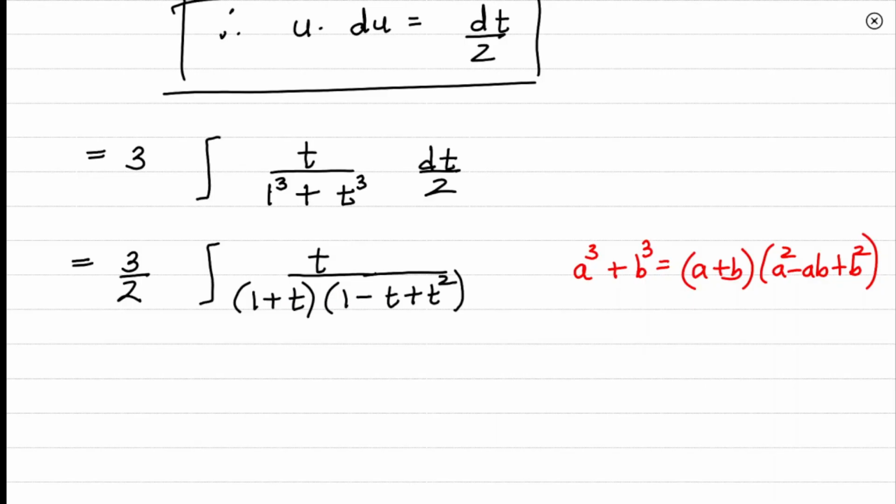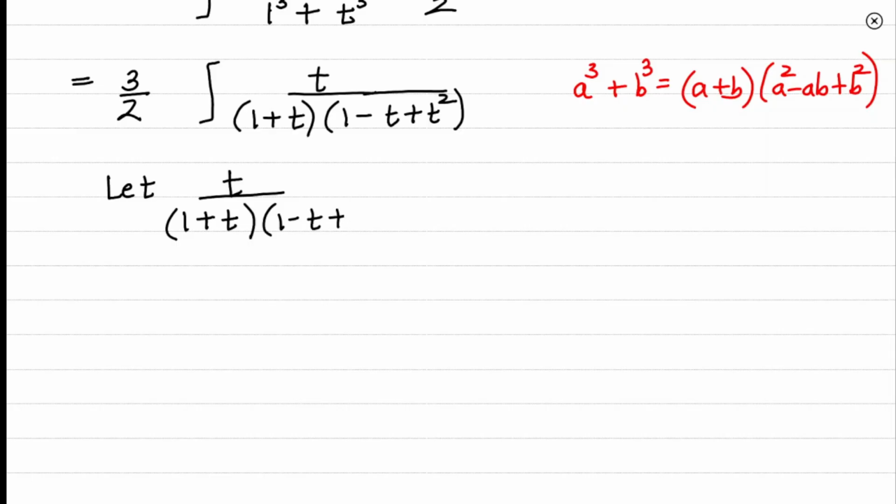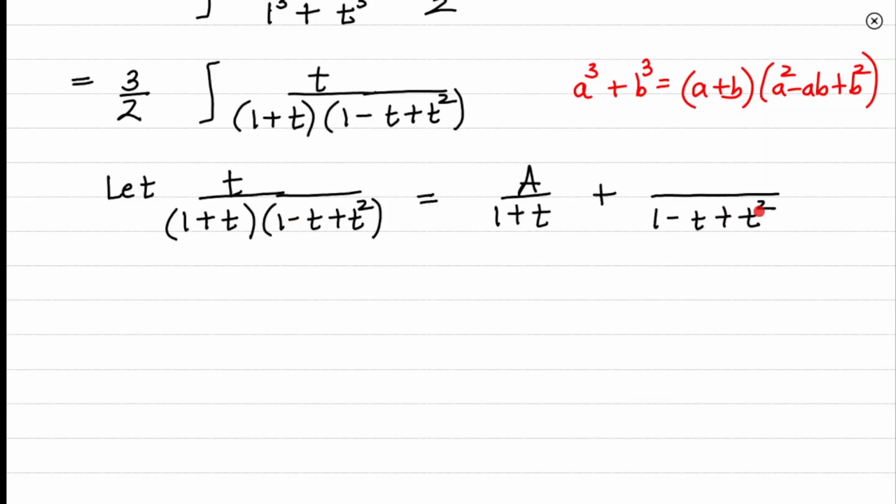Now, once you factorize that denominator, you can apply partial fractions here in order to simplify this. Let t divided by 1 plus t times 1 minus t plus t square be equal to a divided by the first factor, so a divided by the linear factor, which is 1 plus t. Notice that the second factor here is a quadratic factor. Whenever you see the quadratic factor in the denominator, the numerator term is a linear term. So it is bt plus c.